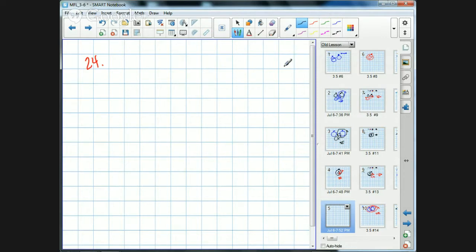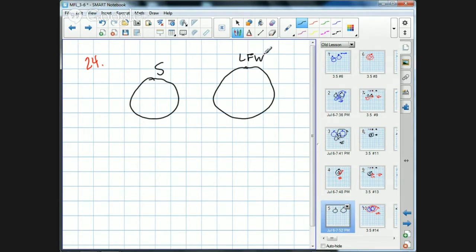Okay, 24. No Southerners like freezing weather. So, separate circles, two circles. There's our Southerners, and we'll call this LFW, like freezing weather. No Southerners like freezing weather, so they don't touch. The second premise is Joe likes freezing weather. So where is Joe? Yeah, this is an individual. Joe likes freezing weather, so he's somewhere in this circle, right?